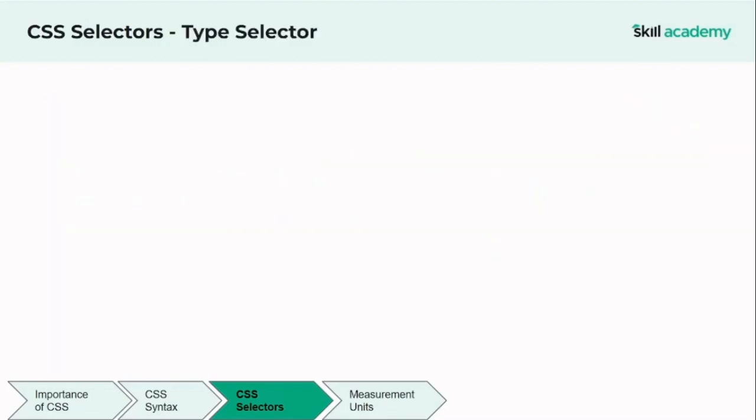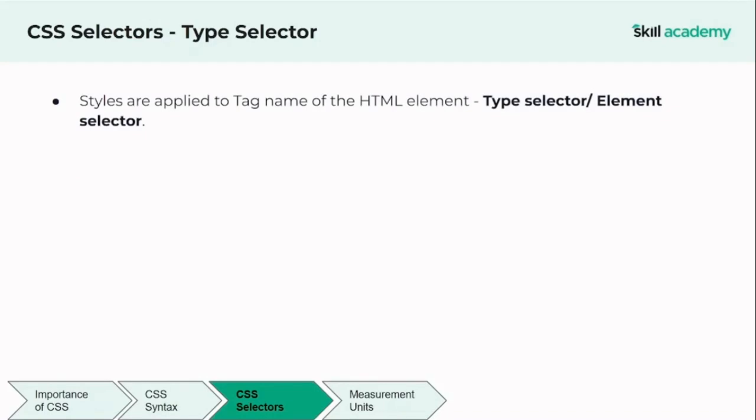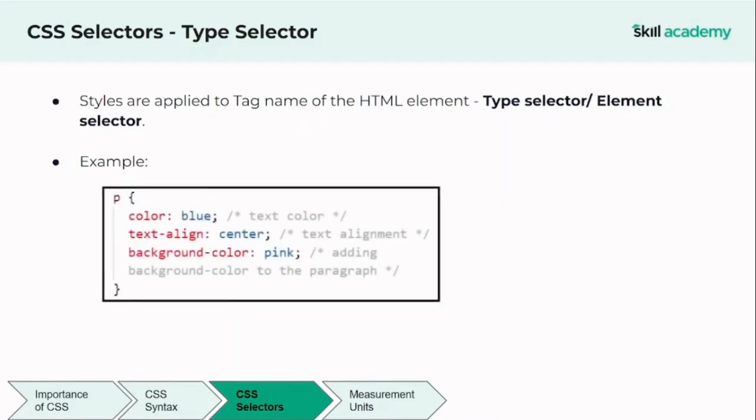So first we are going to see the type selector. When styles are applied to an element using their tag names, it is known as the type selector or element selector. So let's see an example where the style is applied to the paragraph, p tag, of the HTML document. So the above style will be applied to all the p tags in the page.